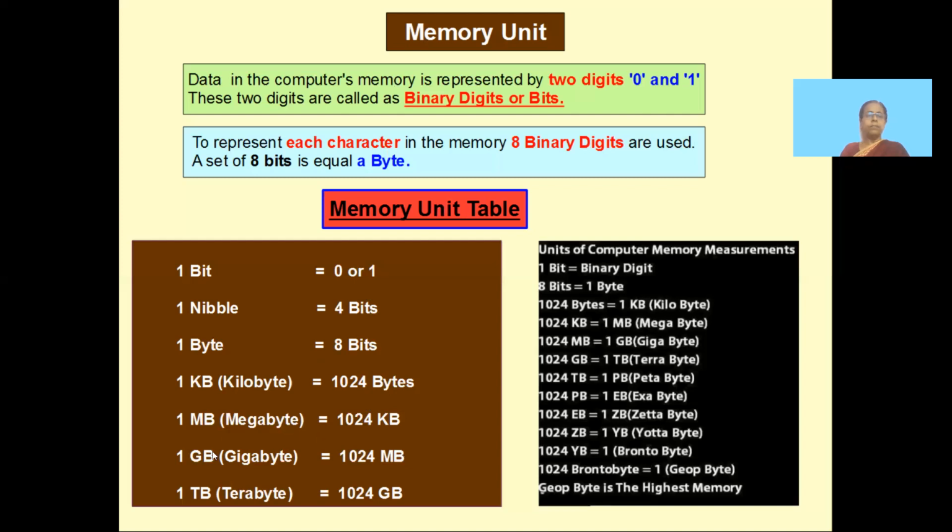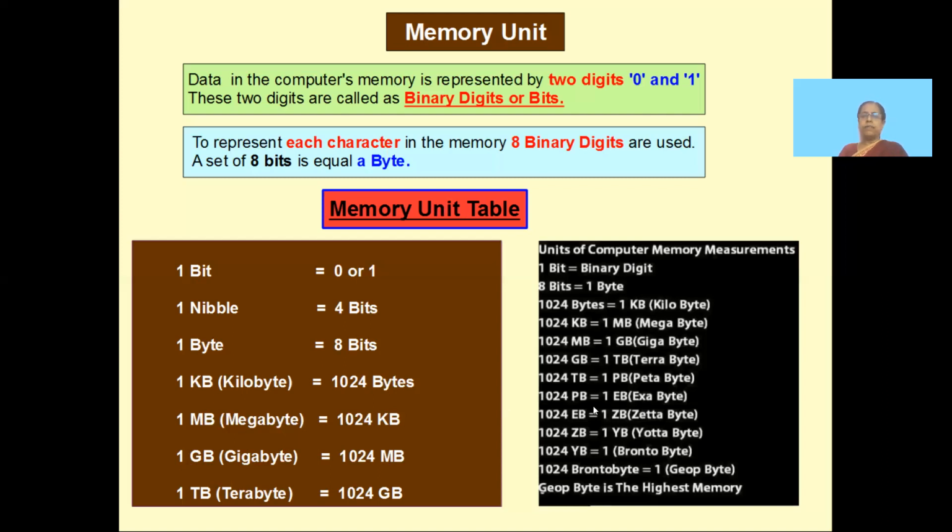So 1024 megabytes is equal to 1 gigabyte. 1024 gigabytes is equal to 1 terabyte. When you read it, 4 bits make 1 nibble. 8 bits make 1 byte. 1024 bytes make 1 kilobyte. 1024 kilobytes make a megabyte. 1024 megabytes make a gigabyte. 1024 gigabytes make a terabyte. Here the table goes till the terabytes.